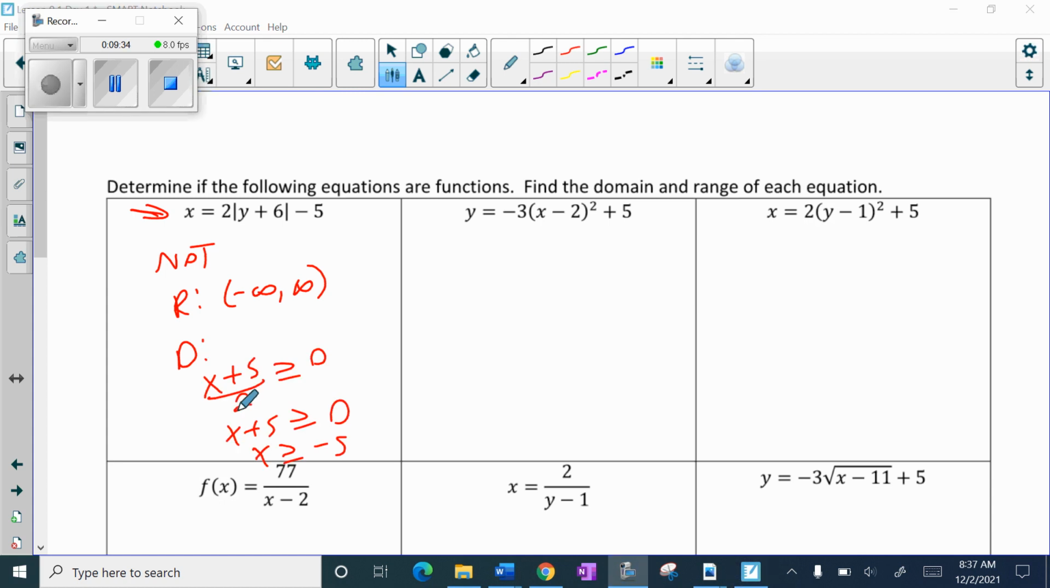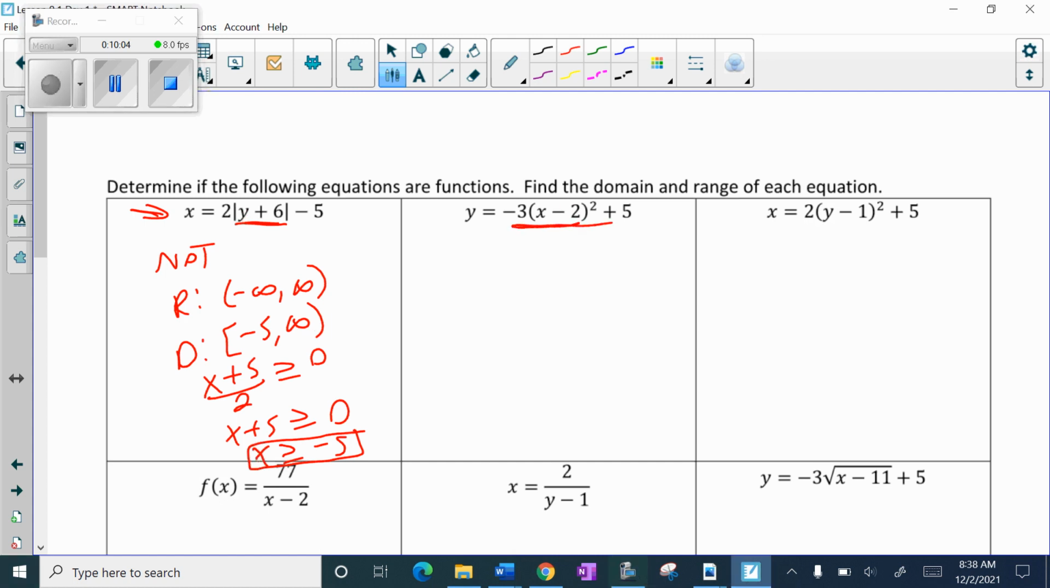Okay, so I went through the work just like we did last time. So I went ahead and isolated the y plus 6 in the absolute value. And so I added the 5 and divided by 2. And I knew that that had to be greater than or equal to 0. So I just went from there and solved. I know that my domain is going to be bracket -5 to positive infinity.